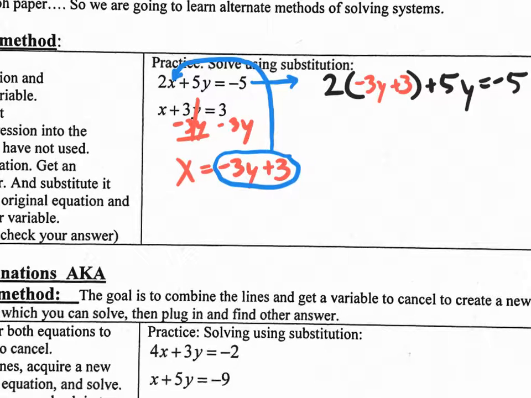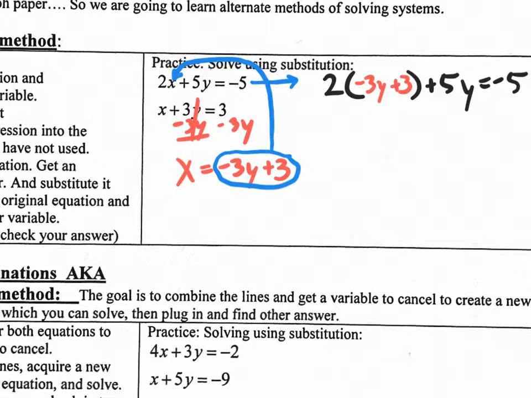So what did I just do here? With substitution, I plugged it in, and I no longer have x's and y's. Now I just have y's. And when I have a single variable, I can do the math and solve for that variable y. So let's solve this complicated looking equation.